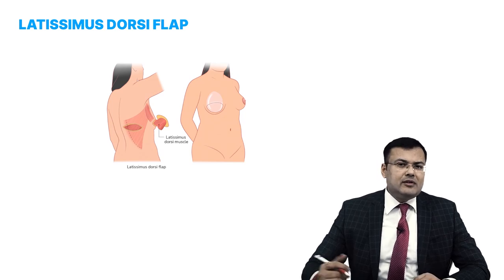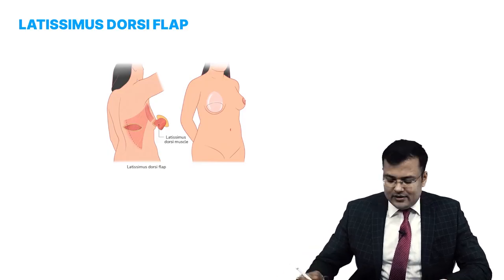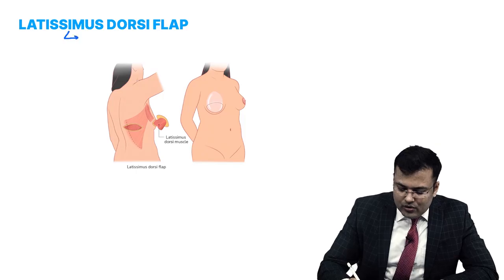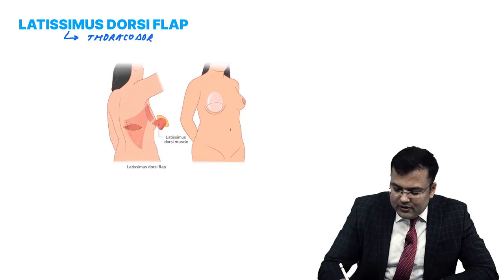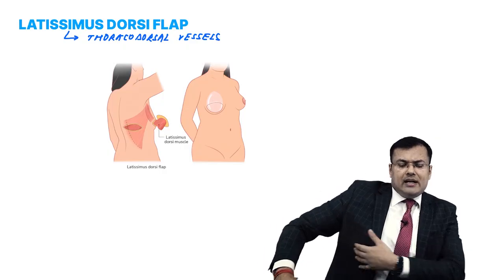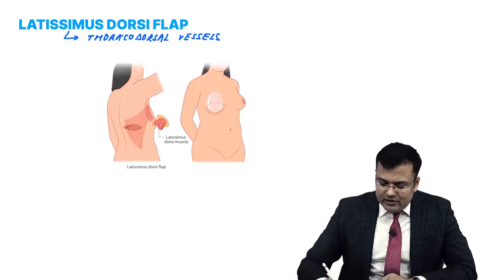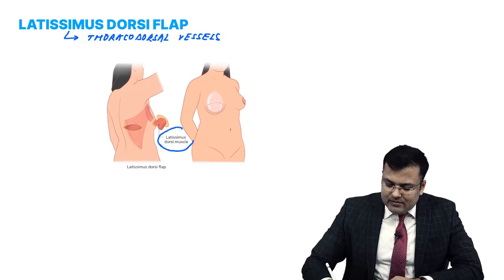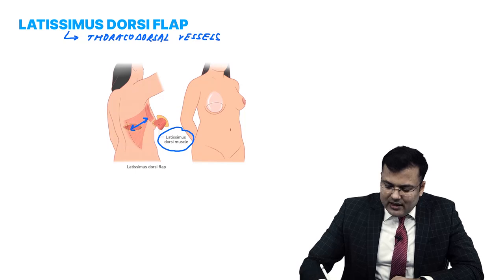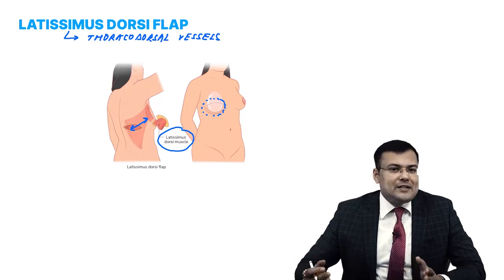Right? Next, latissimus dorsi flap. First question, can you tell me which vessels it is based on? Obviously, it is based on thoracodorsal vessels. How do you take this flap? It's easy. You take this myocutaneous flap, then you create a tunnel, and after tunneling you take it forward, and you can see here, this is the flap. We create a tunnel, and then we perform the reconstruction. So this is LD flap, also known as latissimus dorsi flap.